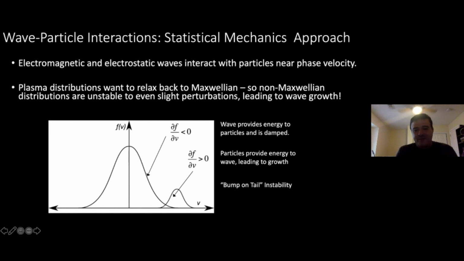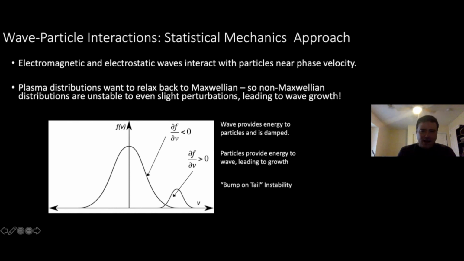So if the wave is at a point where the distribution function has a negative slope, the waves are providing energy to the particles and the wave becomes damped. If you have a phase velocity in a region with a positive slope, then particles are actually providing energy to the wave, leading to growth. And a way to look at this is plasma distributions want to relax back to Maxwellian. So if you have any bump with a positive slope, it's going to want to dump energy into the wave and turn this into a hotter, wider Maxwellian.